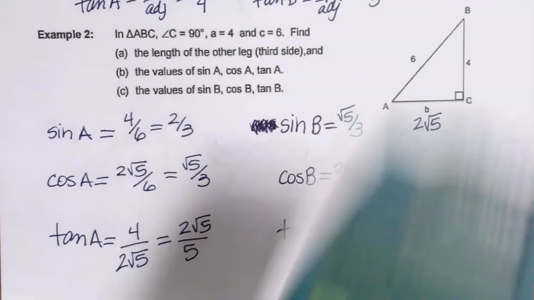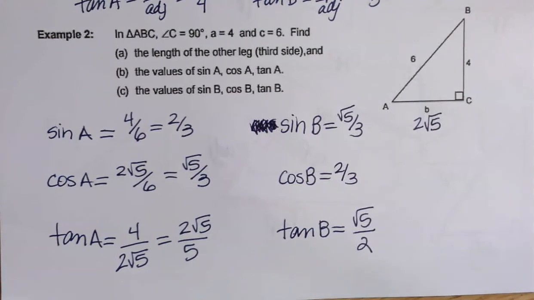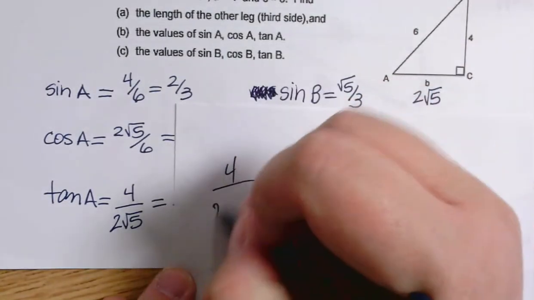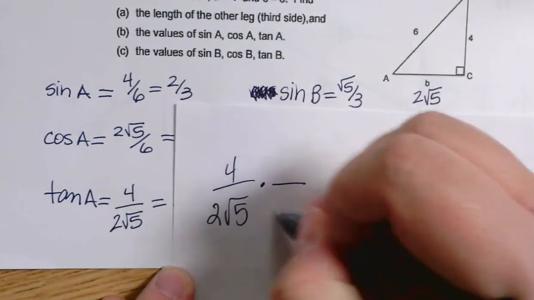Now, I actually did it the old-fashioned way, which is by hand, which looks like this. You cannot leave radicals in your denominator. So if you get a radical in your denominator, you multiply by that radical over itself.